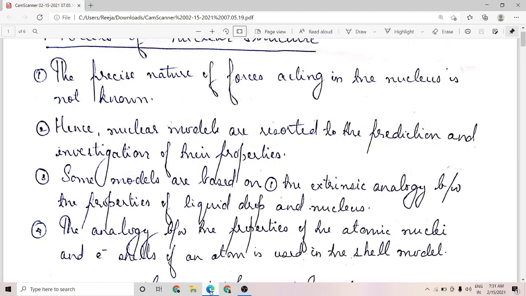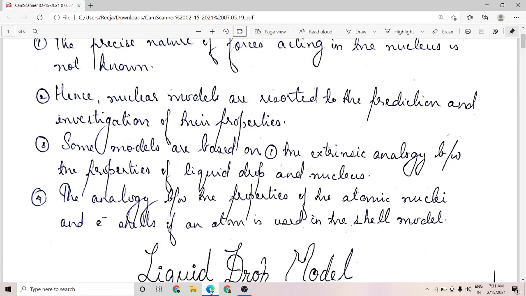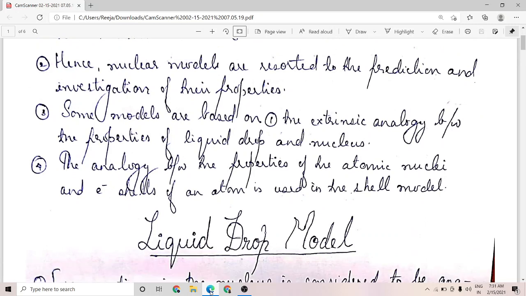Another model is the shell model, where the similarity or the analogy between the properties of the atomic nuclei and the electronic shells of an atom is used in the shell model. Now let us begin the liquid drop model.